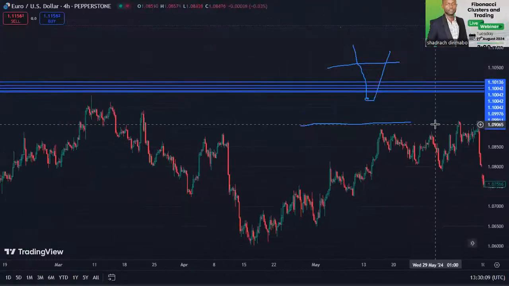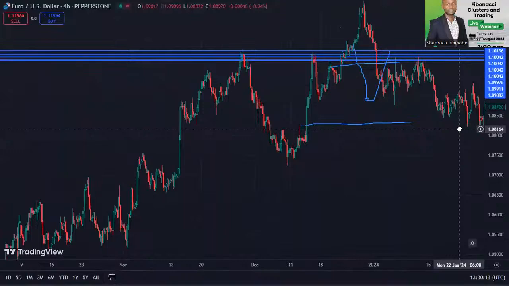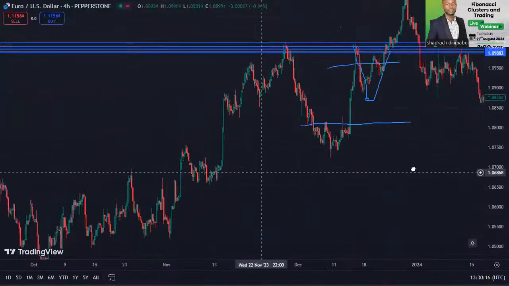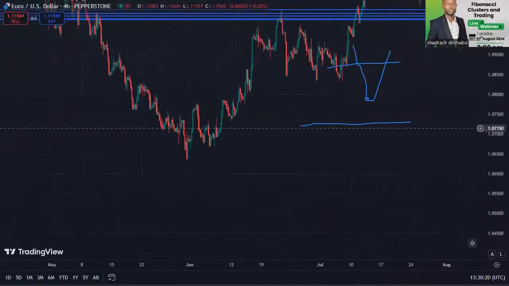And then you can see again how the market reacted at this zone level. You can see the reaction of the market at this zone level. You can see clearly the reaction at that zone level. So that is just it.